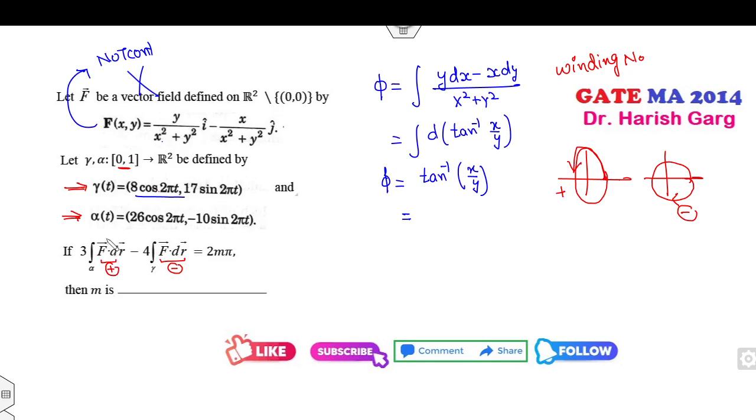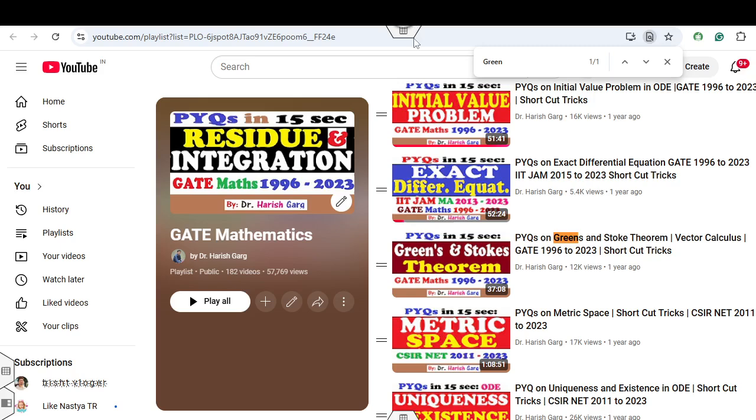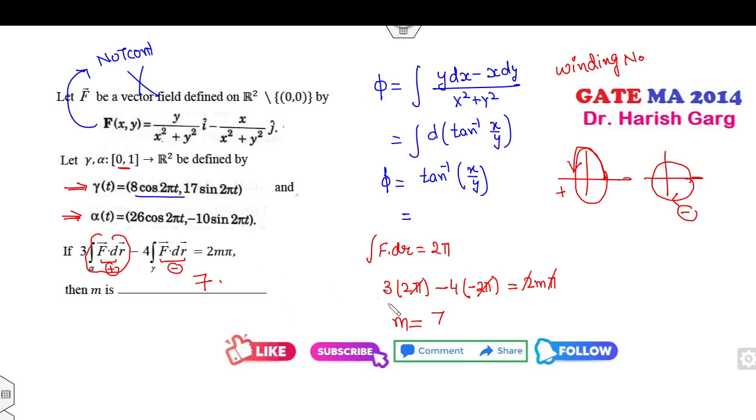So the value of the first integration is a complete 2 pi. So the answer is 3 into 2 pi. Again for the second case, because it's clockwise, it's minus 2 pi. So the answer of this problem is, you can see 2 pi will be cancelled out, 4 plus 3, 7 is the correct answer of this problem. You can also see these lectures, Green and Stokes theorem, for the complete details.